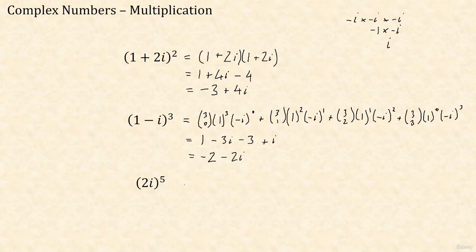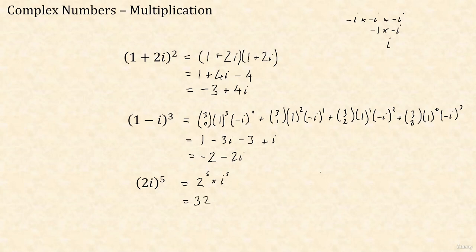Alright, this last one, 2i to the 5. Well, using index laws, we can split this up as 2 to the 5 times i to the 5. So 2 to the 5, that's easy, that's just 32. What's i to the 5?